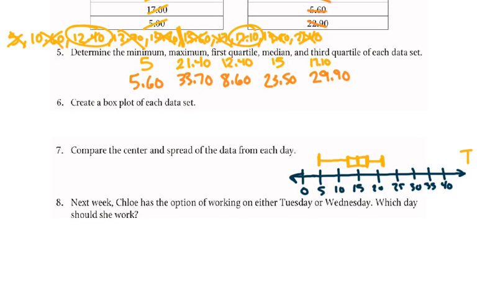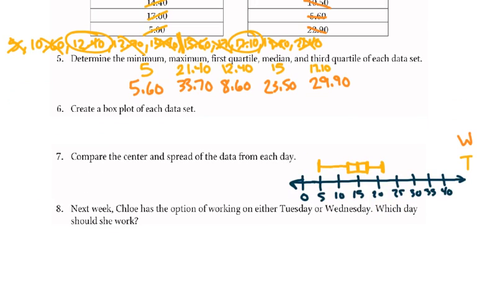Then we graph this one. So this is Wednesday, right? Yeah. So low of 560, high of 3370. Okay, a median of 2350. 2990 for third quartile, and then for first quartile, clear down to 860. Okay.